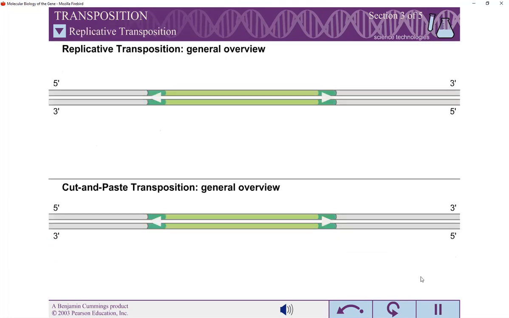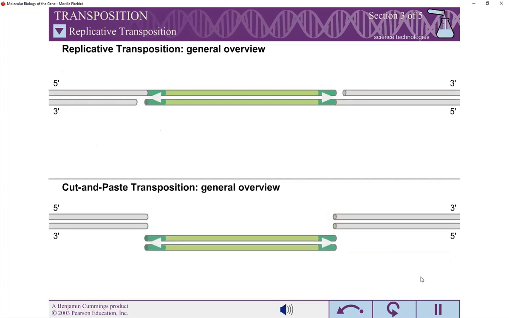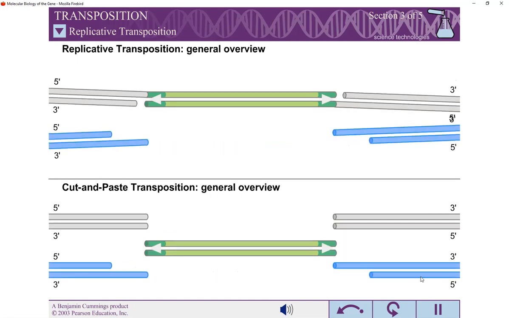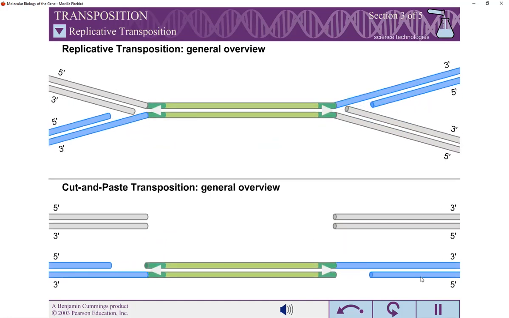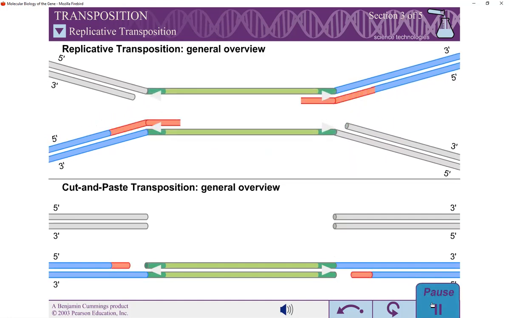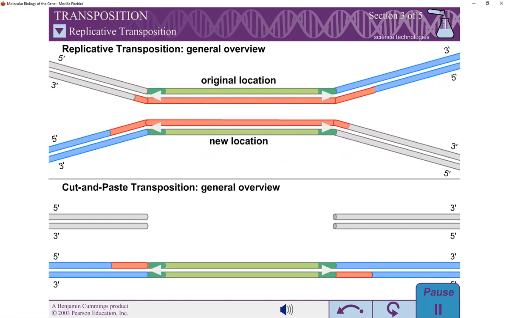Next. Some transposons move by a replicative mechanism. Although the outcome is different, the mechanism of strand transfer in replicative transposition is very similar to that of cut and paste transposition. However, the transposon DNA is duplicated during transposition, leading to two copies of the transposon joined to the new and old DNA target sites. So this is very important.